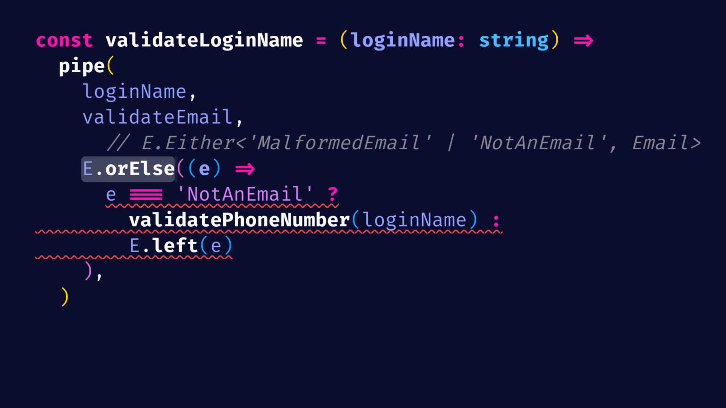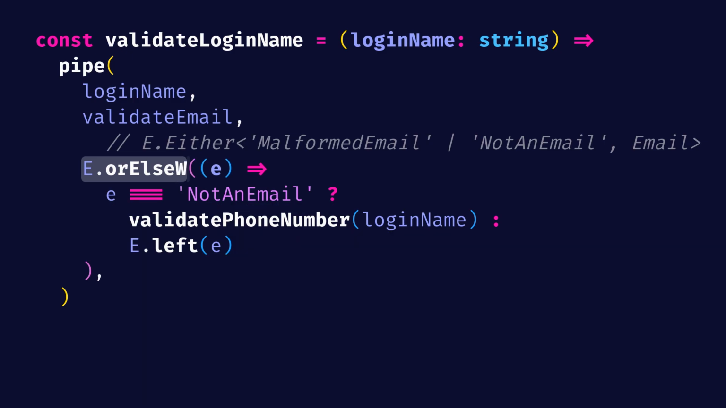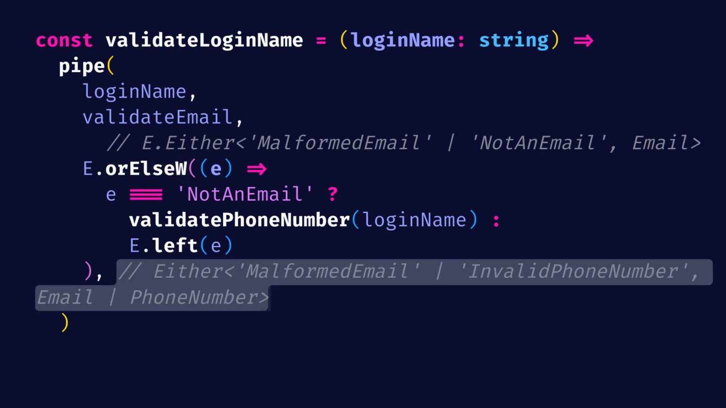This can be easily fixed by using orElseW, where the W stands for widening to indicate that we are widening the type of the right value, that is, making it a union. So we now get email or phone number as the right value, which is much better than a simple string.